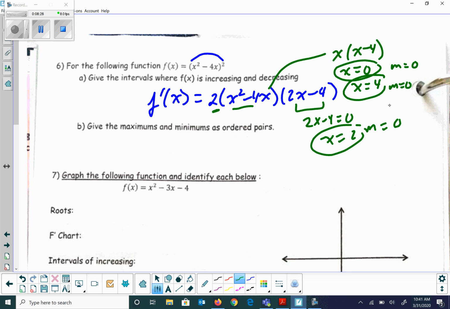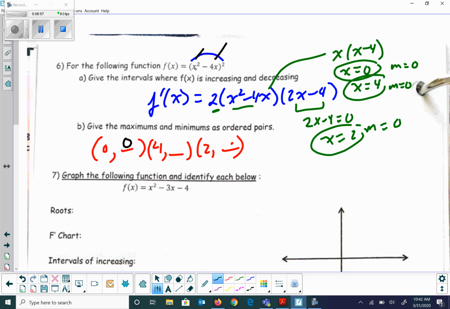Okay, again, if I plug these in, I have 0 comma something, so I'll have to plug that in. I have 4 comma something, and I have 2 comma something. So if I plug 0 back into my original equation, I'm going to get 0 squared minus 4 times 0. That's going to give me 0 inside, 0 squared, so at 0 comma 0, I have a max or a min.